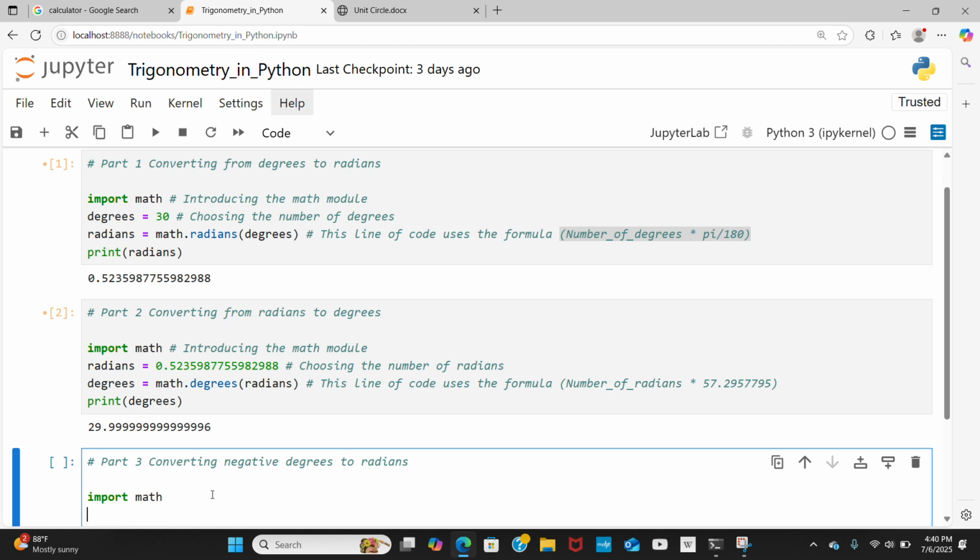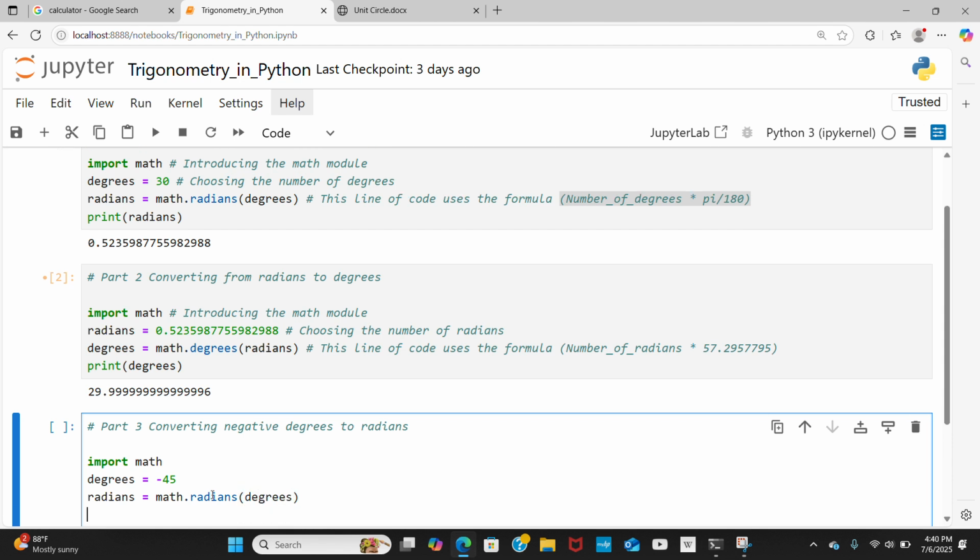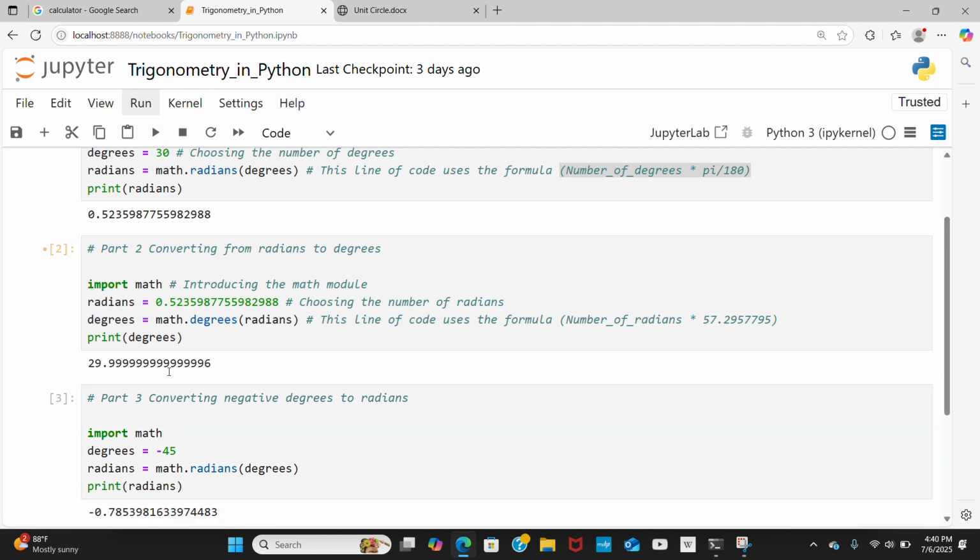Import math. Degrees equal to -45. Radians equals math dot radians in parentheses degrees, and we print radians. Now it's the same thing as before, it's just negative now.